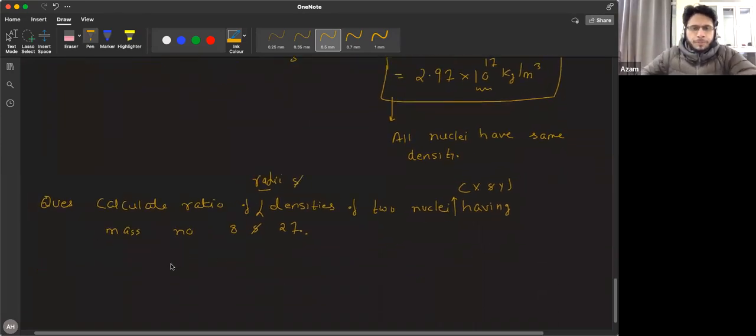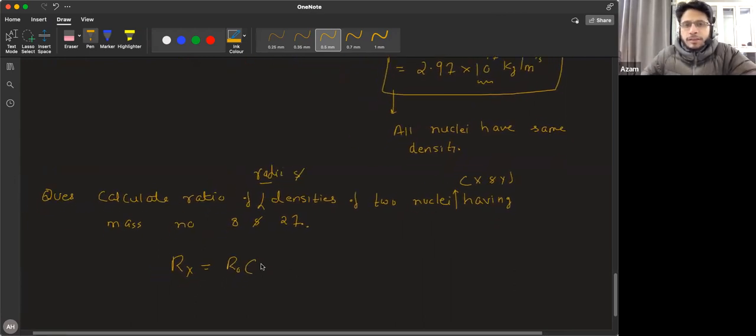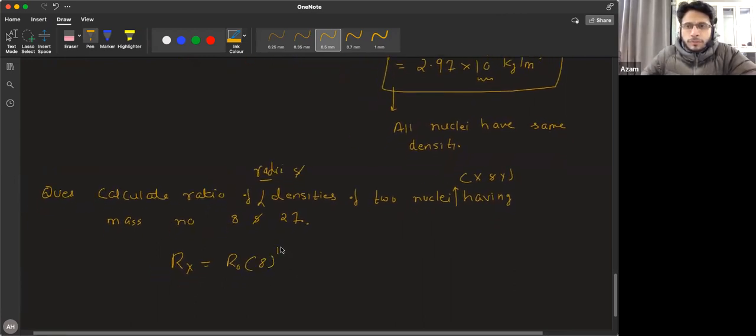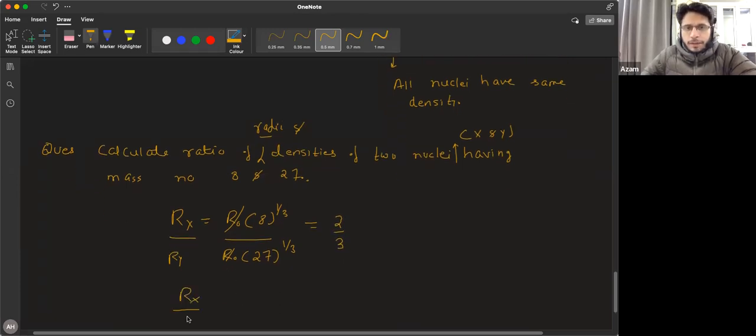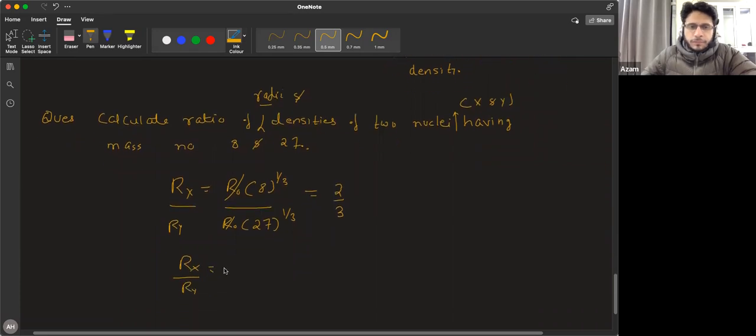See, the radius is this, na? No, Saifullah. It's not 8 by 27. Rx is R naught A to the power 1 by 3. A is 8. You have 1 by 3 also, na? Then you have Ry, which is also R naught, 27 to the power 1 by 3. So this R naught and R naught will cancel. 8 to the power 1 by 3 is 2. 27 to the power 1 by 3 is 3. So the ratio of Rx and Ry is 2 by 3.